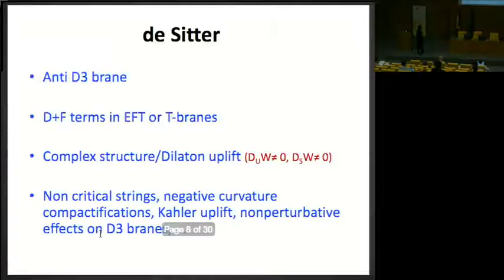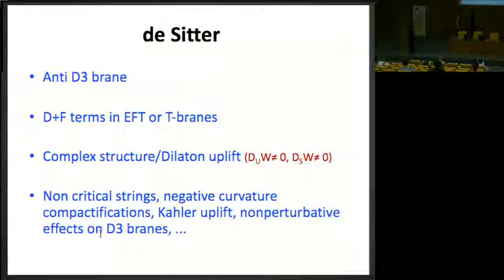Okay, so the de Sitter. To get the de Sitter, people have tried many ways since the beginning, and the original one was anti-D3 branes, which has been discussed a lot in this conference. But then there are other proposals. You take the effective field theory, you take the D and F terms in the effective field theory, or use what people call T-branes, or use the complex structure and dilaton uplift that I think Timm Wrase and collaborators have discussed recently, for which D_U W and D_S W are not exactly 0, but they can give you something different from 0 that can compete with the rest.